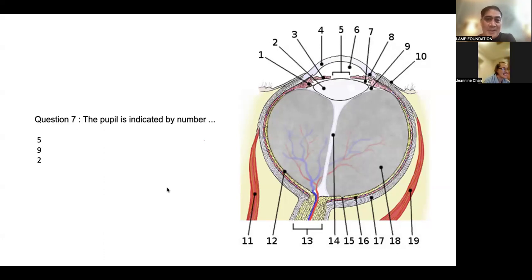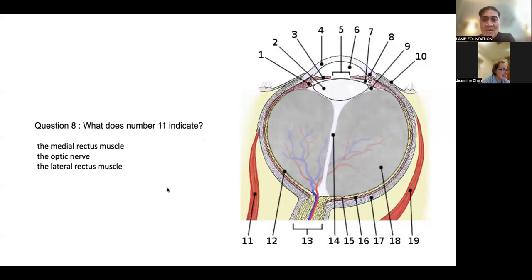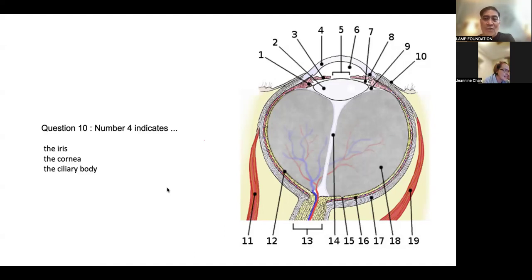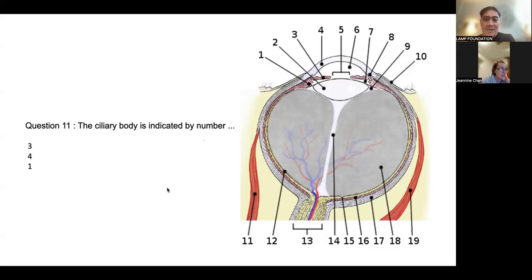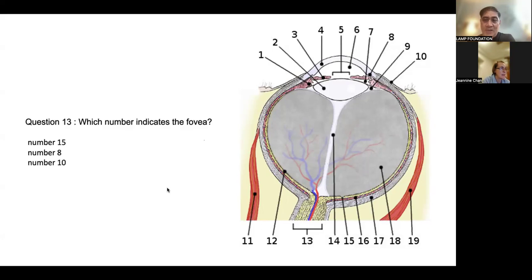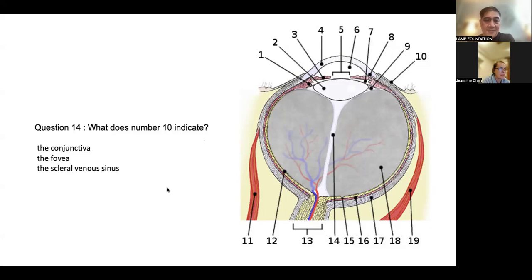The pupil is indicated by number? 5. Yes. What does number 11 indicate? The medial rectus. Number 4 is? The cornea. The ciliary body is indicated by number? 1. What is number 14? Hyaloid canal. Which number indicates the fovea? 15. What does number 10 indicate? The conjunctiva.